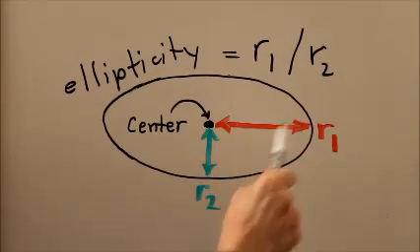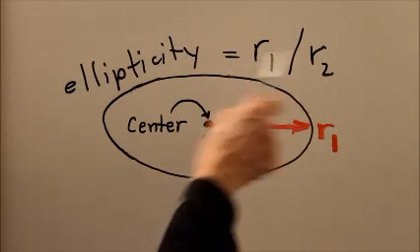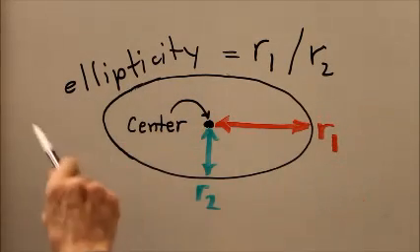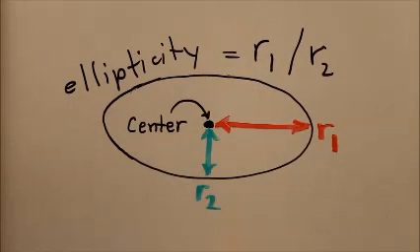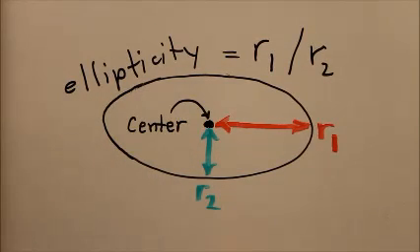In this case, the major semi-axis is always longer than the minor semi-axis in an ellipse. So this value will always be greater than 1. The longer and skinnier the ellipse gets, the larger and larger this number will get. If R1 and R2 are equal, we have a circle, and the ellipticity equals 1. So, in general, ellipticity tells us how different an ellipse is from a circle.